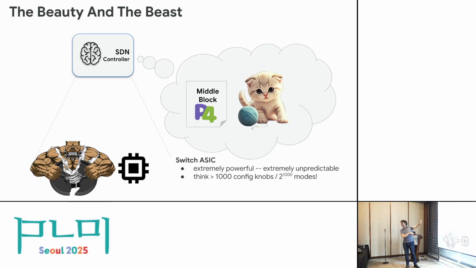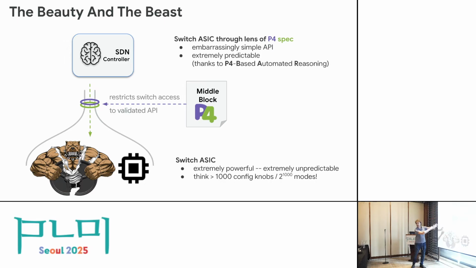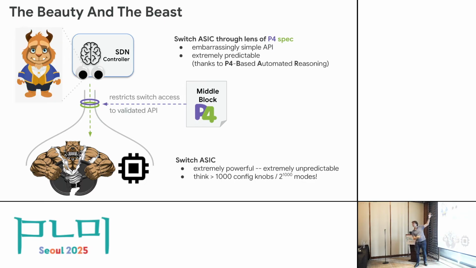But I just told you we can capture these requirements with this nice P4 program, and that gives us this schema. That we can just restrict the switch access to only use this schema. And now we only really need to test this schema because we know that no one's allowed to go in and fiddle with our switches behind our backs, in some sense. And so this gives us this embarrassingly simple API that's extremely predictable because it gives you this data plane behavior that's completely specified in a machine-readable fashion. And I'll tell you how this P4-based automated reasoning comes into it being predictable in a real sense as well. So now, the SDN controller has this sort of beautiful view of what the switch really is, right?